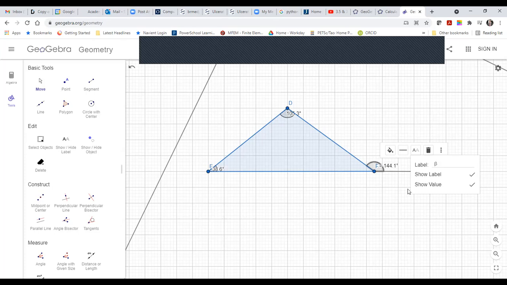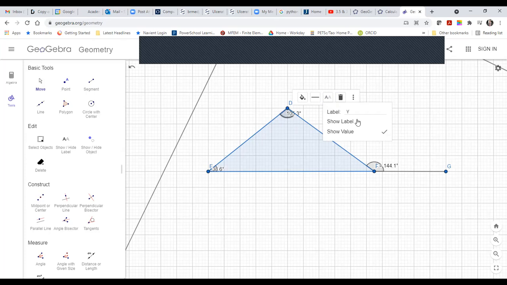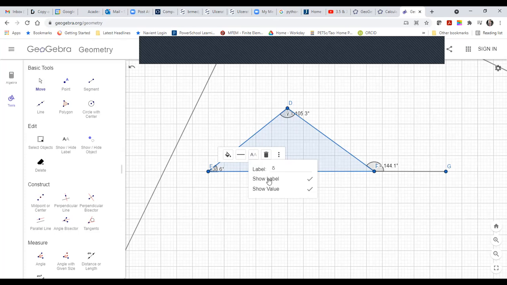Okay, here we go. Yes, you can see now, right? Okay. Maybe I need to do the same thing for this one. I need to show the label. And I need to create this one too. And then I need to show the label.